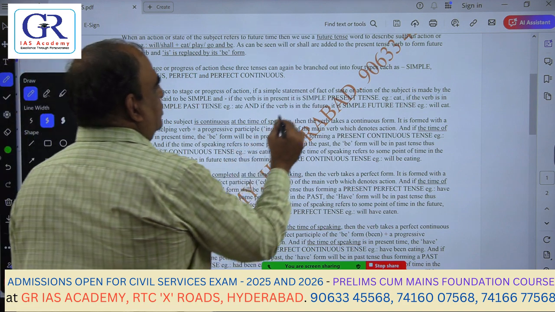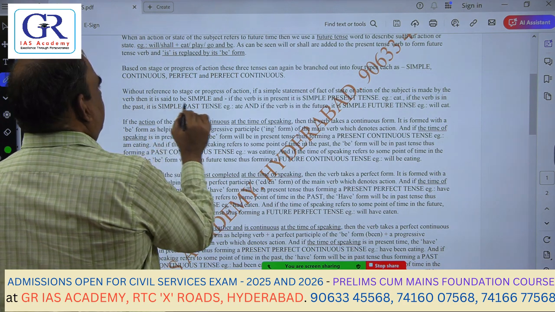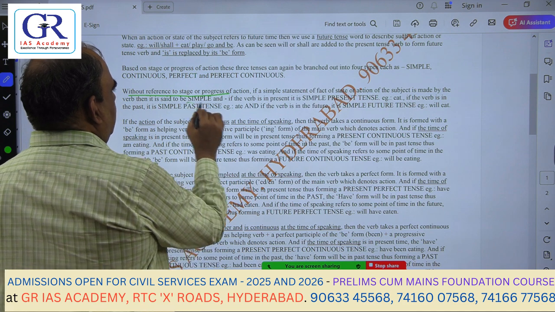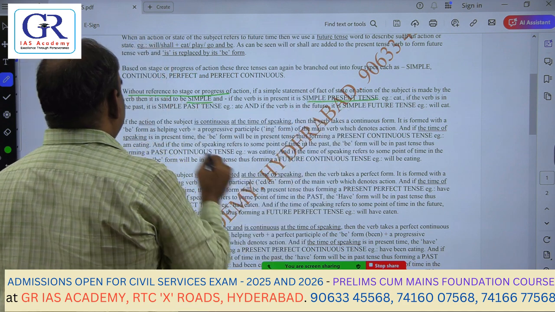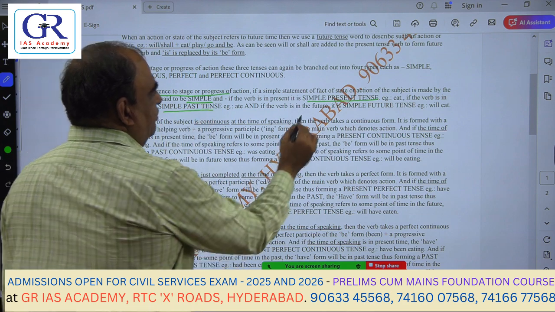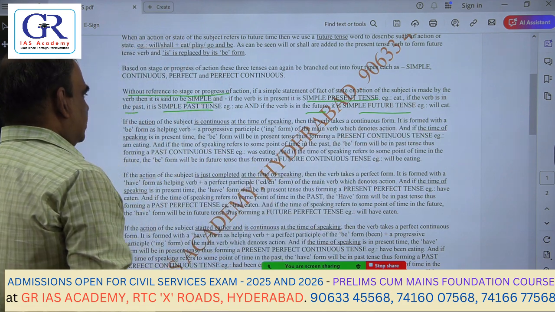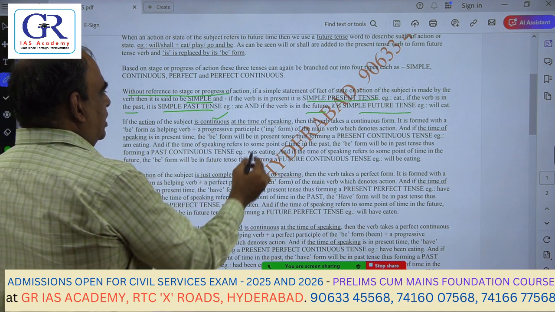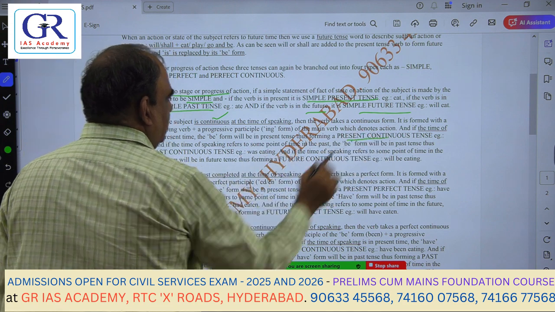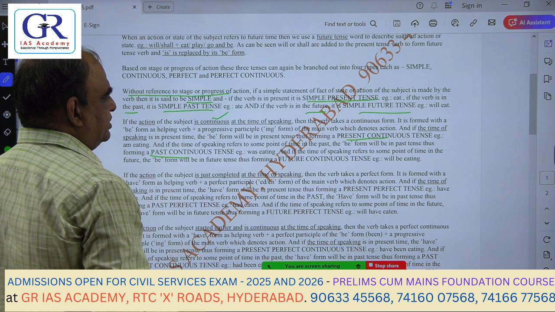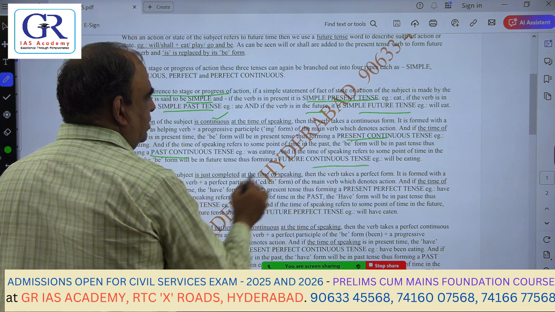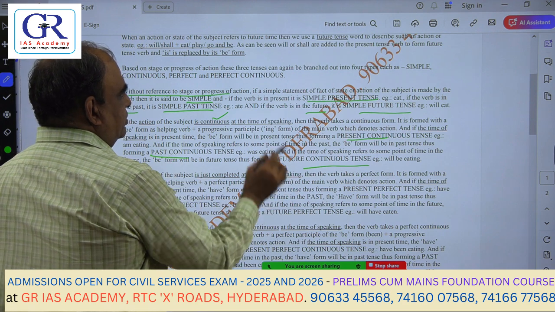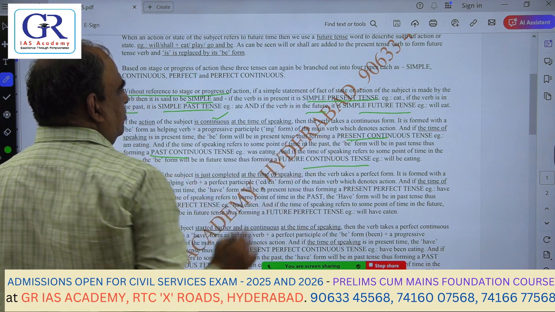if a statement of the action of the subject is made by the verb, without any reference, that is indefinite, then that is told in simple present tense. And if it is in the past, then it is simple past tense. And if it is in the future, then it is simple future tense. Similarly, if it is continuous at the time of speaking, if it is happening in the present time, then it is present continuous. If it is happening in the past, it is past continuous. If it is happening in the future, it is future continuous. I have not told you about past continuous and future continuous. I limited myself to simple present tense and present continuous.